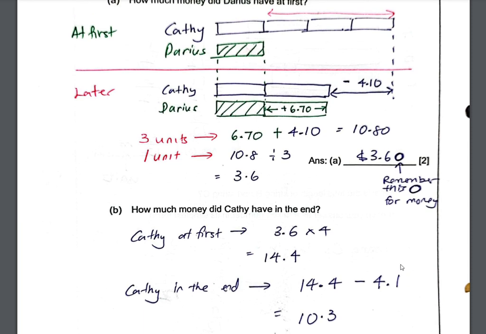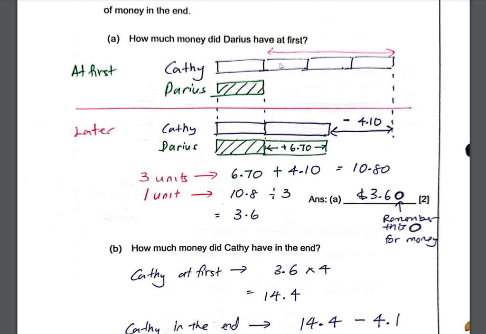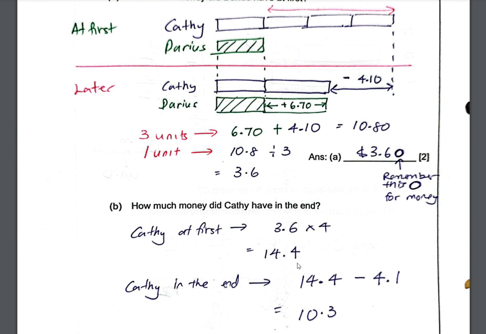Now, how much money did Katie have in the end? In the end means we look at the second model. So at first, she will have 4 times, each part is 3.6, right? So 4 times 3.6, I will have 14.4. At first, she had $14.40.